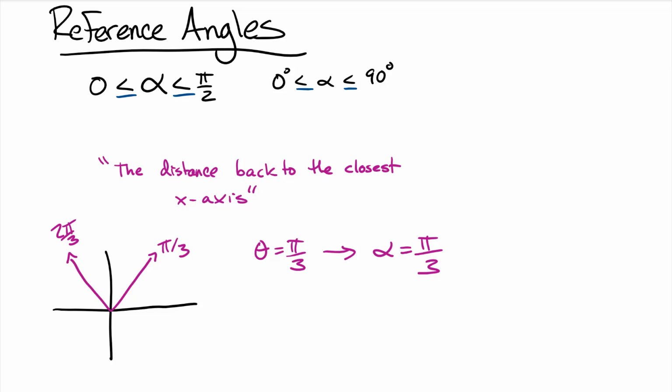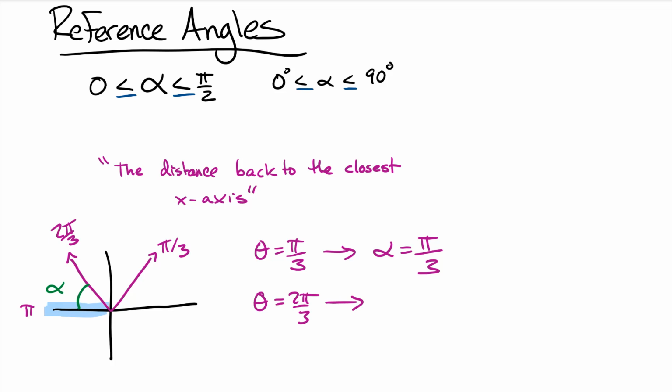Now, where's the closest x-axis? It's over here. It's on the negative side. So we want to know, how far is it? How far is it to get back to the x-axis? How far do we have to continue to go to get the pi? How far is that? Now, reference angles are never negative. They're always positive.